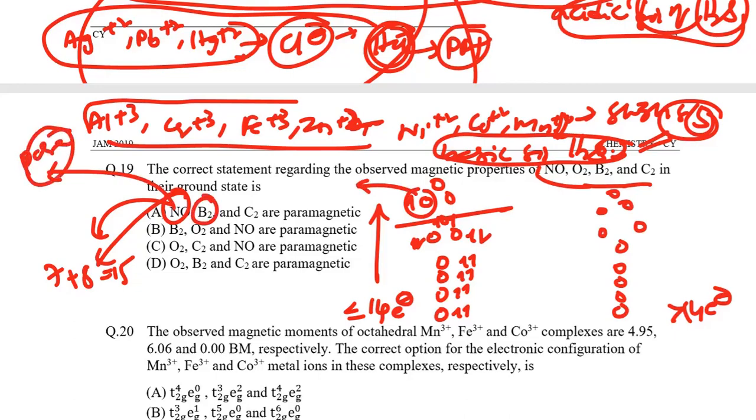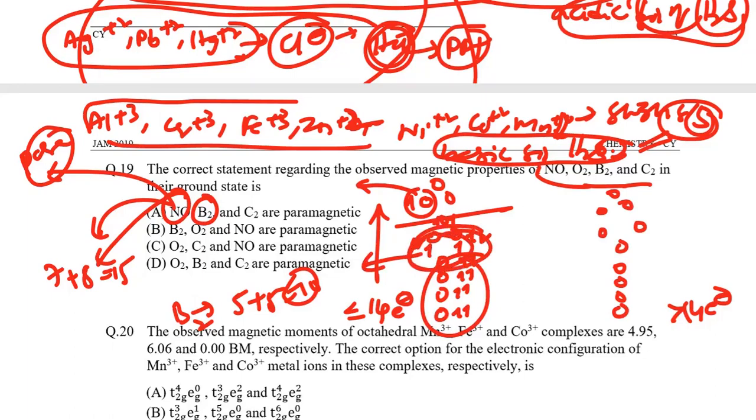Now just come to B2. So B2, each boron contributes 5 electrons, so total of 10 electrons. So 10 electrons will be filled up here. So 10 electrons will be here, 8 here, then 9 and 10. So you can see unpaired electrons in bonding molecular orbitals, so it is also paramagnetic in nature.